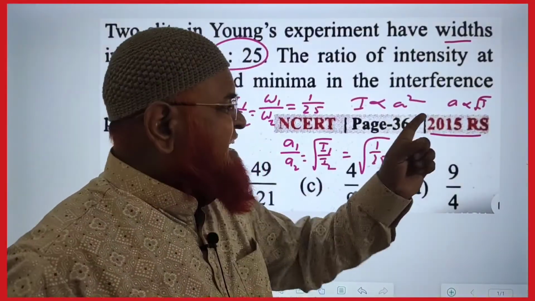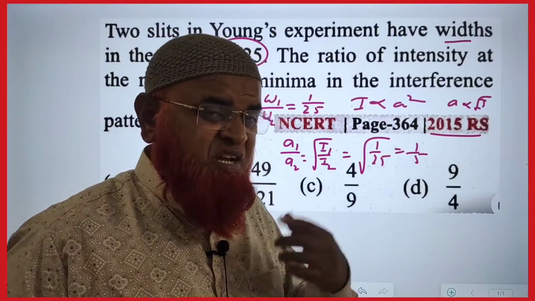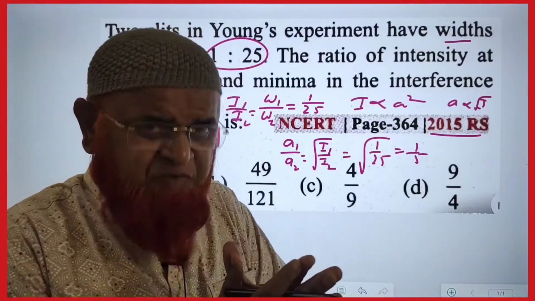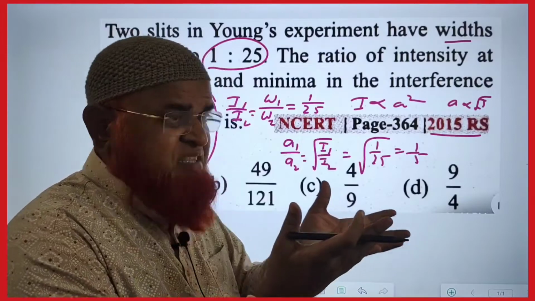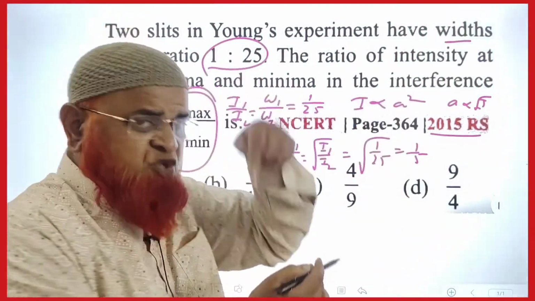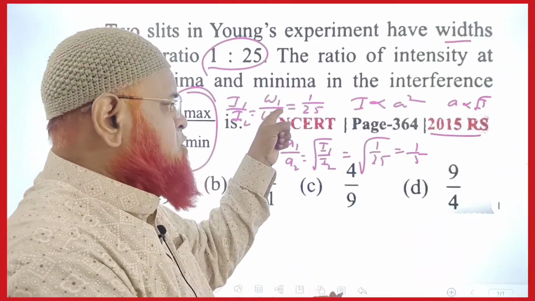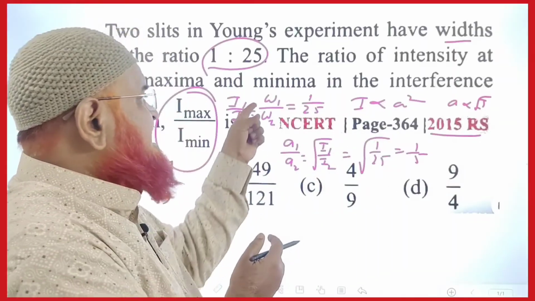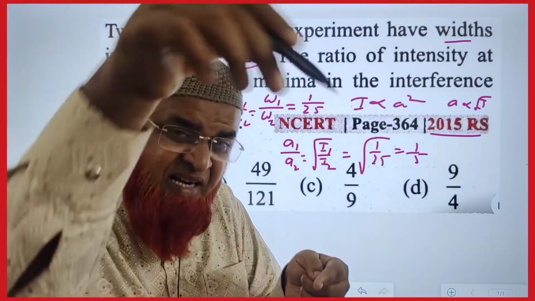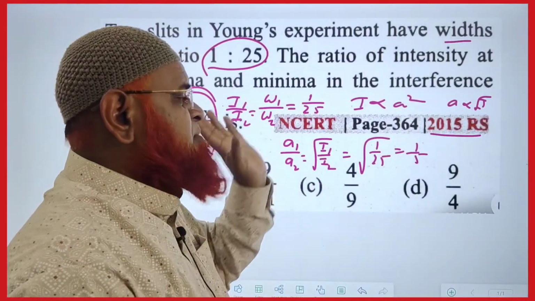Students, this is a NEET previous year 2015 question. I'll tell you a simple strategy to solve this problem. Intensity is directly proportional to slit width, whereas in the problem the slit width ratio is given. Intensity is directly proportional to width, but intensity is also directly proportional to amplitude squared. He has given the width of the slit, which means he has given intensity indirectly. So that's why 1 by 25.